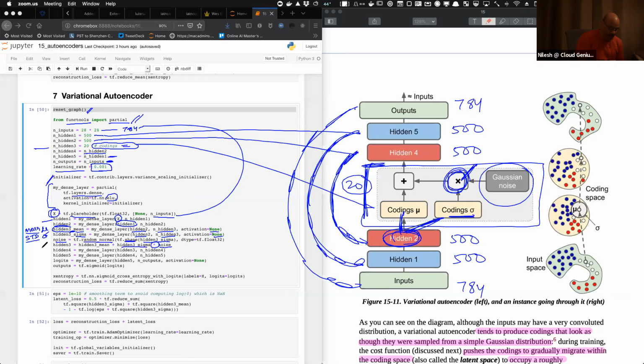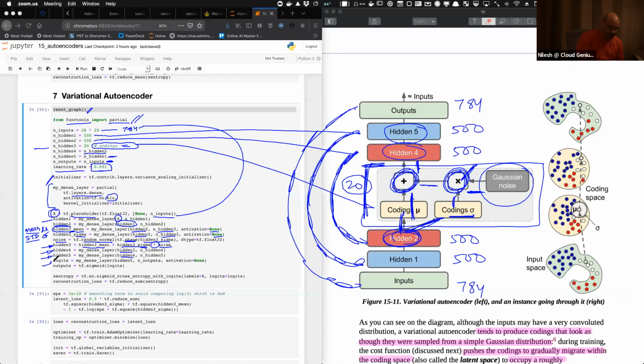Then we are calculating the hidden3 output based on the summation of the mean and sigma with noise. So this summation is basically the mean plus sigma multiplied by noise. Add them together to produce this, and that's the output from hidden3. That gets fed into the next layer to produce hidden4, and then hidden4 gets fed into this to produce hidden5. And that's what we have here coming up.